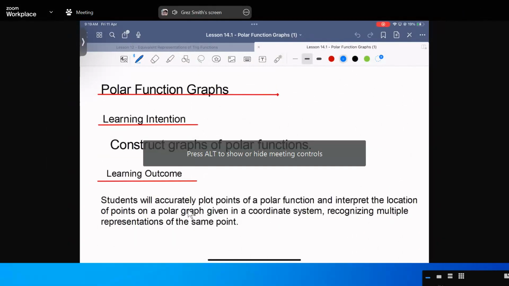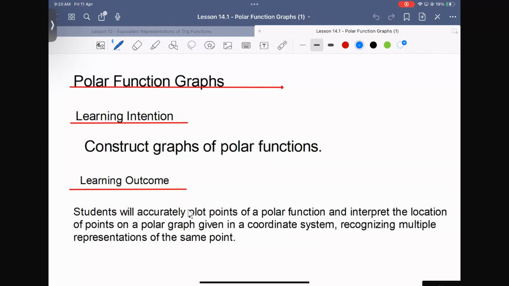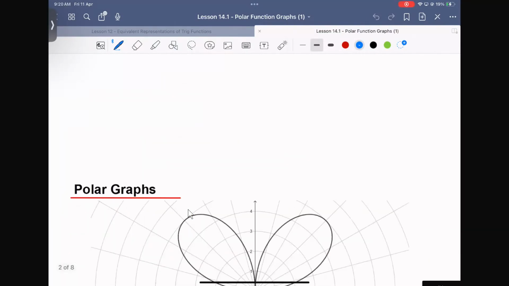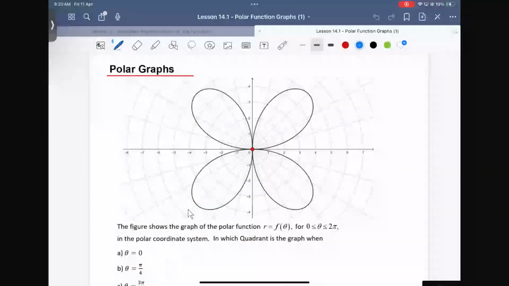Okay, so today we want to have a little introduction to polar graphs. We want to be able to sort of just recognize them and understand them a little bit. It's a short lesson today. So our first one here is this lovely looking butterfly-like polar graph.